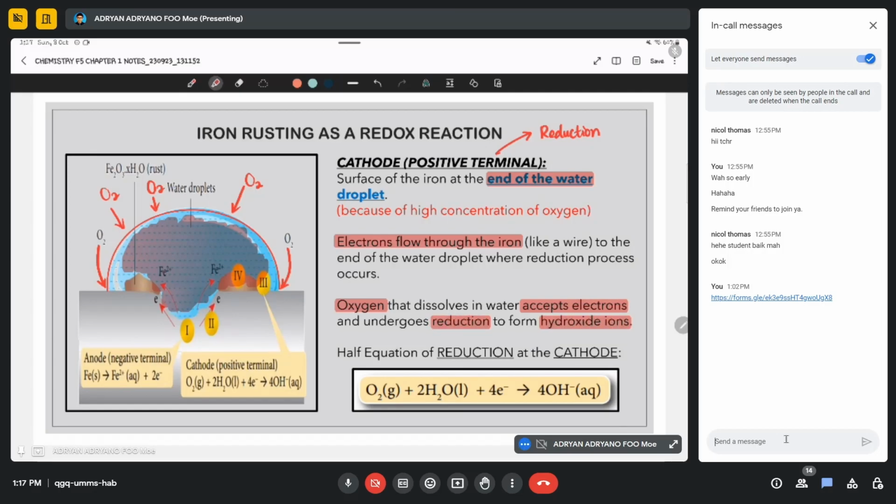Therefore, at the cathode, we know that it undergo reduction. So this is the chemical half equation. Oxygen will gain the water and the electron to form hydroxide ions. 看到吗？It's like a story, you know. 不要去背，It's like a story.